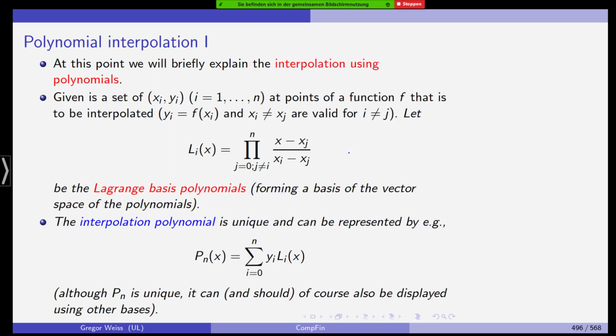A different basis are the Lagrange basis polynomials. So they form a basis of the vector space of polynomials. And we say the interpolation polynomial is unique, and it's given by actually the sum from 0 to n of yi times li. Although Pn is unique, it can and should of course also be displayed and represented using other bases. Meaning what in German?